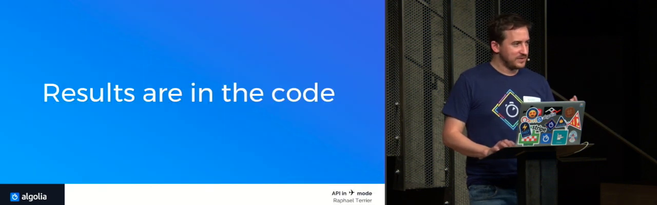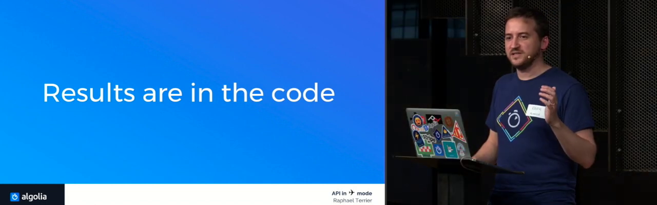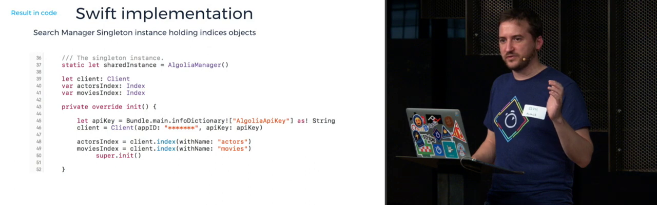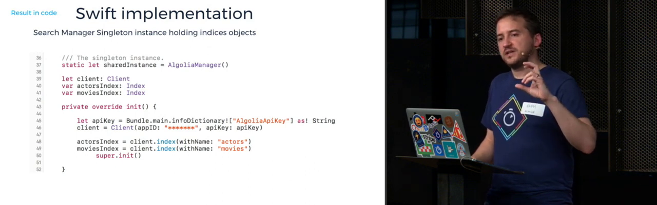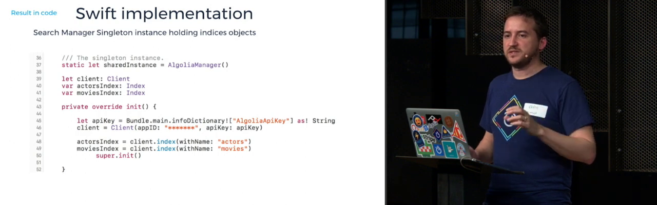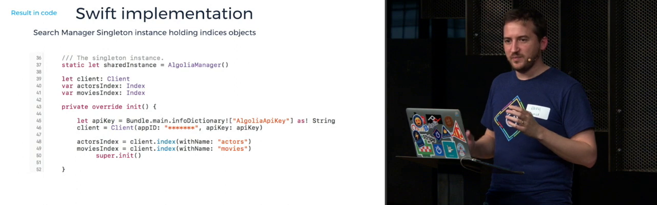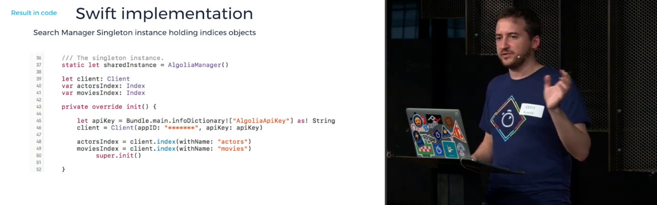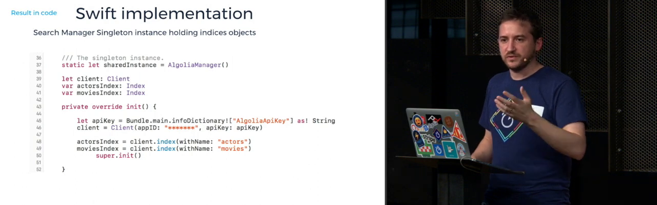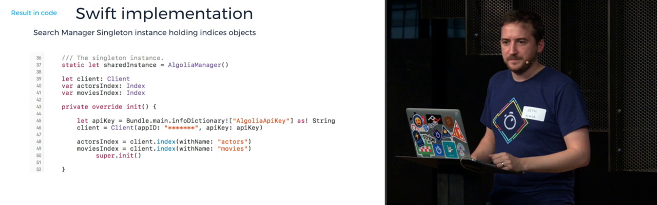And now the last part is just to showcase quickly how easy it is to implement it. So this is a Swift implementation. I'm showcasing here the search manager singleton that basically takes care of holding the indices in the app and making them available to all the different view controls in your app. So pretty straightforward: you instantiate the client, the index, and then you initialize them.